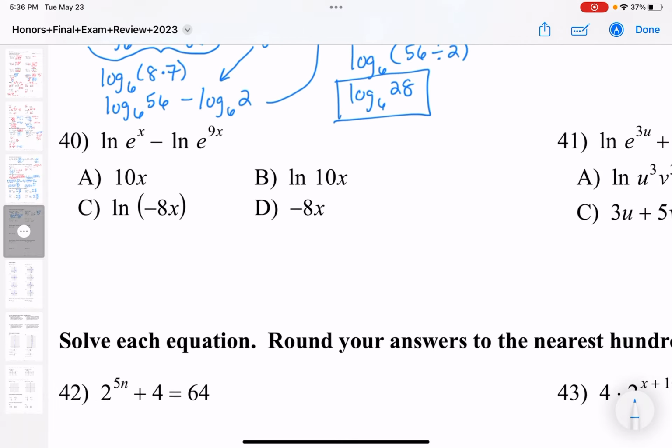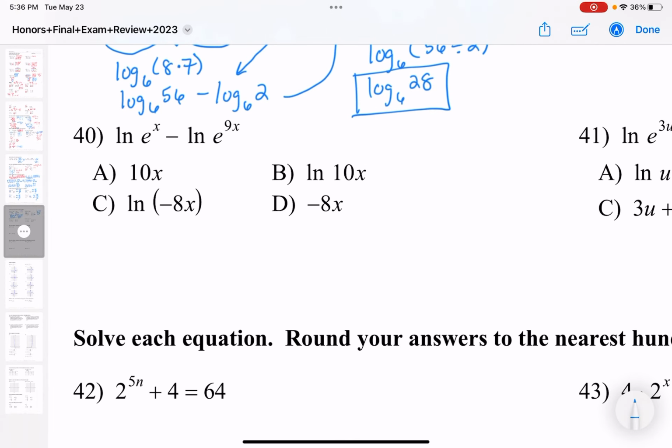All right, 40. Natural log works pretty much the same way as log, okay? We're just trying to get it down to the same thing. But natural log and e are opposite. So like, the opposite of adding is subtracting. Opposite of multiplying is dividing. The opposite of square rooting is squaring, right? All of those things cancel each other out. Well, natural log and e are each other's opposites. They cancel each other out.